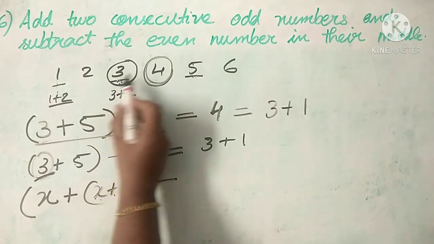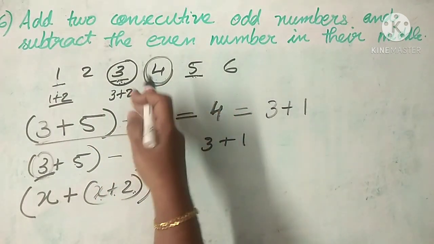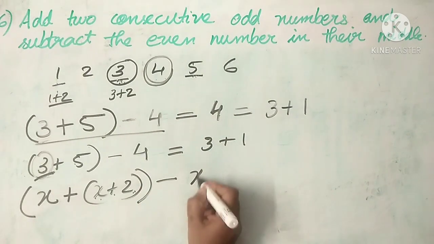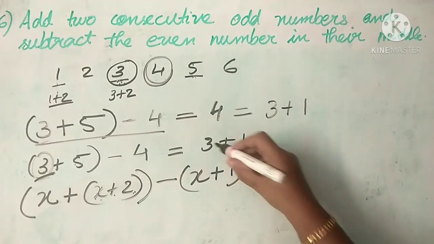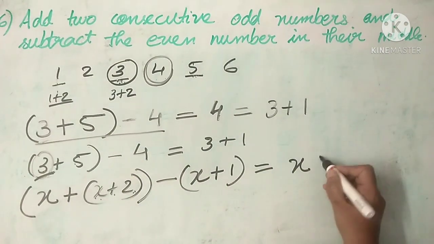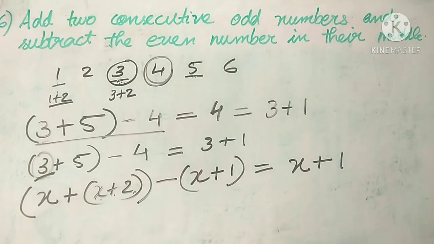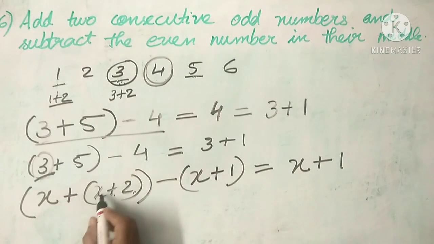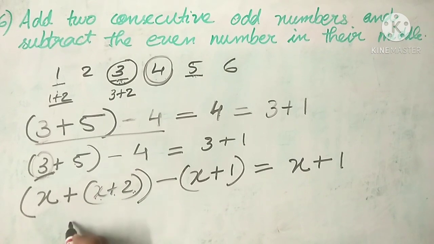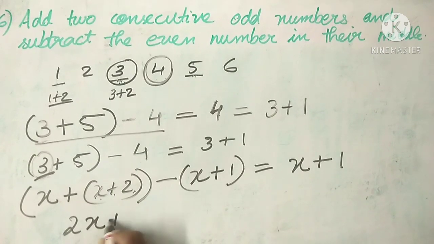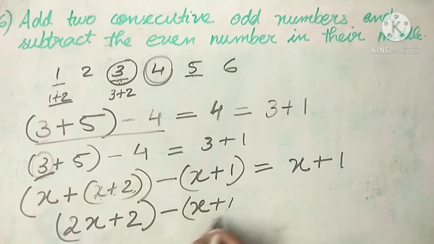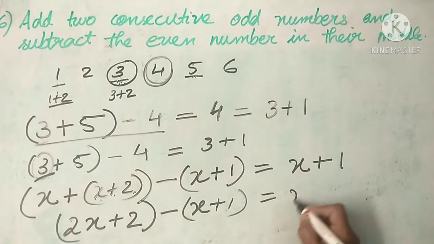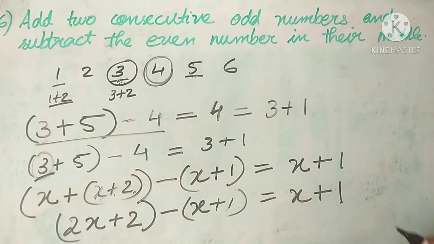4 is what? x plus 1. It is a consecutive number. The consecutive number is x plus 1, so instead of 3, we can write x plus 1. This expression we can again write as x plus x plus 2, that is 2x plus 2, minus x plus 1, is equal to x plus 1.